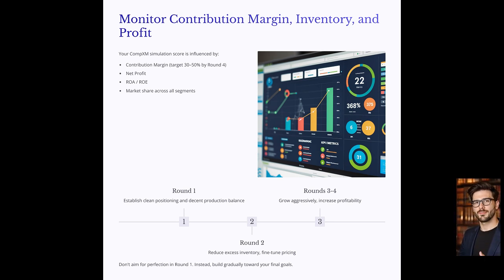Step 8. Monitor contribution margin, inventory, and profit. Your CompXM simulation score is influenced by contribution margin. Target 30 to 50% by round 4, net profit, ROA/ROE, and market share across all segments. Don't aim for perfection in round 1. Instead, build gradually. Round 1, establish clean positioning and decent production balance. Round 2, reduce excess inventory, fine-tune pricing. Round 3 to 4, grow aggressively, increase profitability.